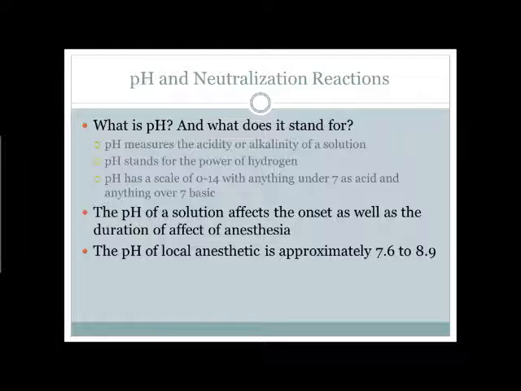pH stands for the power of hydrogen. pH has a scale of 0 to 14, with anything under 7 as an acid, and anything over 7 means that the solution is basic, with 7 being neutral. The pH of a solution affects the onset, as well as the duration of effect of anesthesia. The pH of local anesthetic is approximately 7.6 to 8.9, which means it is alkaline.